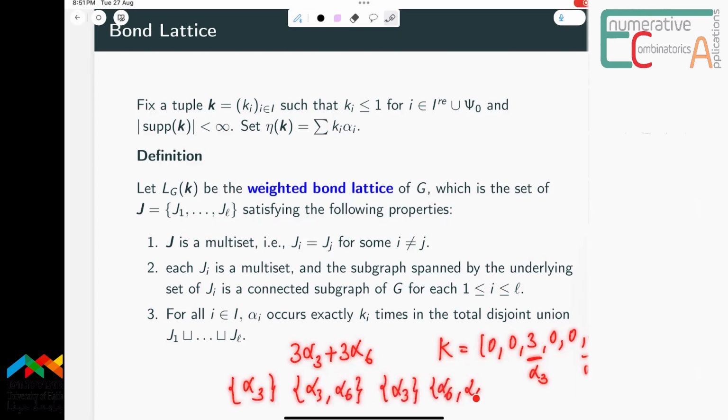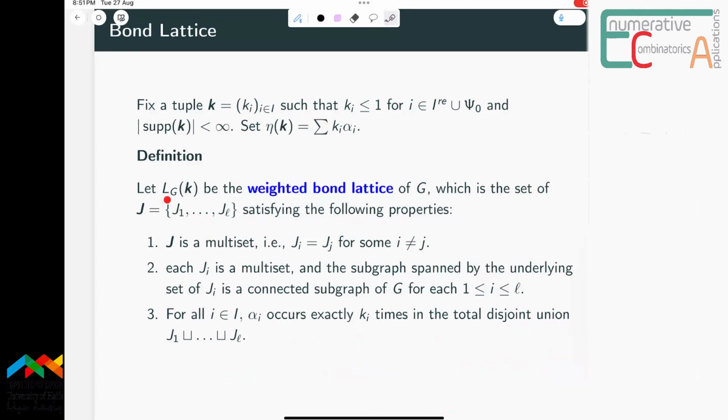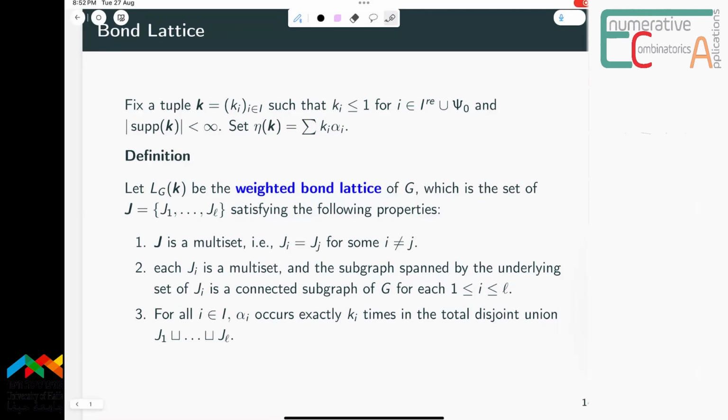I can write it in such a way that each set itself, when we look at its graph, should be a connected graph. In this way, this L_K corresponding to bold K is the bond lattice, where J is J1 up to J_l such that J_i can be equal to J of J. Like in my example, I have taken alpha 3, alpha 3. So these two can be different, J1, J2 in this bold J, such that their union is exactly alpha_i occurring K_i times. So that is a partition of our root space in this set. So this is called the weighted bond lattice.